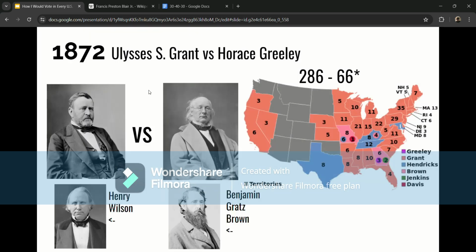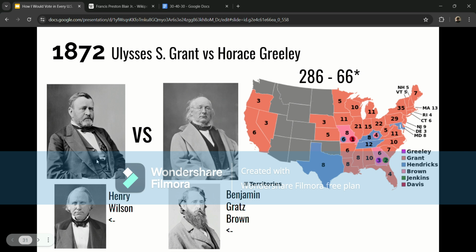Moving on to 1872, we have the incumbent, Ulysses S. Grant, running for a second term against a very interesting candidate. This is actually not a Democrat. It is a liberal Republican. The liberal Republicans were opposed to a lot of Grant's policies during his first term. They thought he leaned a little bit too conservative.